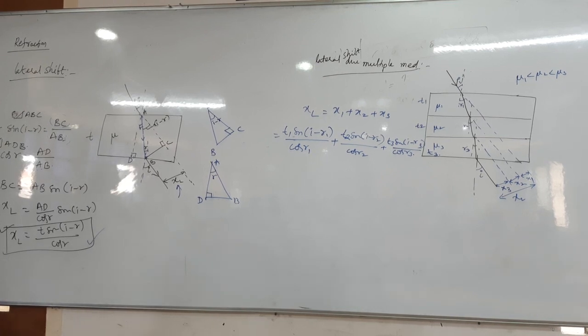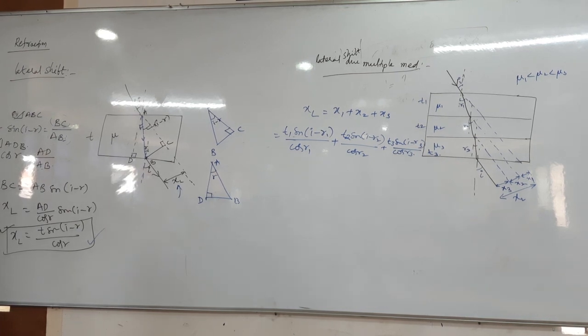Correct only, no? I didn't get that. What are you saying? X2? The incident ray, no? But with respect to the first incident ray only we will measure always. Yeah, what you are saying I understand.